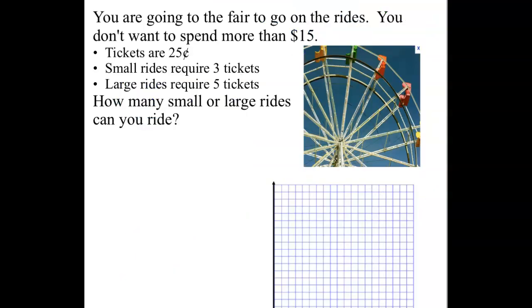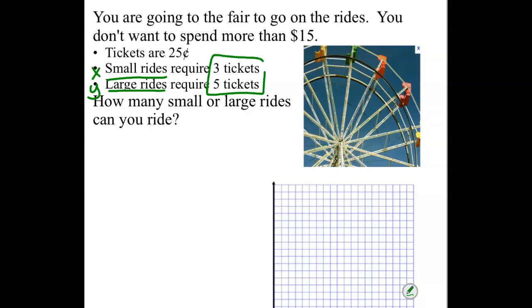All right, our last example says you're going to the fair to go on the rides. You don't want to spend more than $15. Tickets are 25 cents. The small rides require 3 tickets and the larger rides require 5 tickets. How many small or large rides could we go on? So the first thing we want to do is identify our variables. I'm going to let x be the number of small rides and y be the number of large rides. They're asking us to figure out both of those.